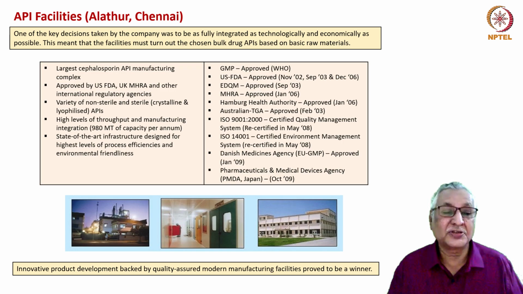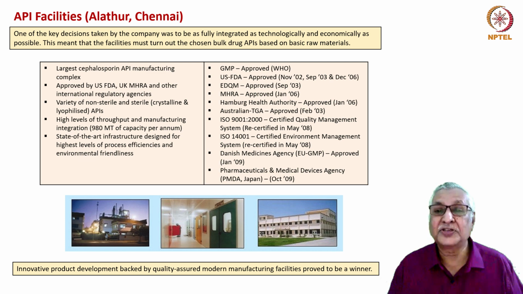Let's look at the API facilities at Alathur, Chennai. One of the key decisions taken by the company was to be as fully integrated as technologically and economically as possible. This meant that the facilities must turn out the chosen bulk drug APIs based on basic raw materials. Largest API manufacturing complex, a variety of products, high levels of throughput and capacity, high level of manufacturing integration, and state of the art infrastructure for the highest levels of process efficiencies, quality compliance, and environmental friendliness.